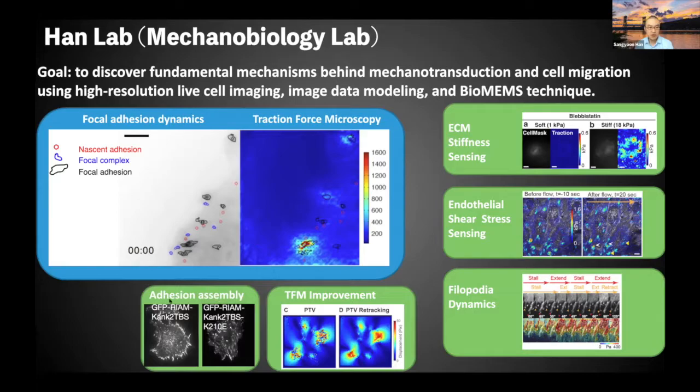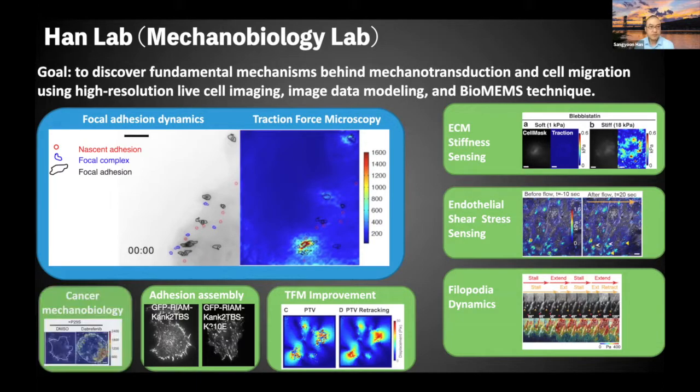And also adhesion assembly: we collaborate with biochemists and see how different molecules involved in the early adhesions relate to different assembly levels, recruitment orders and traction forces. Also, this framework is great for cancer mechanobiology because when cancer becomes malignant, it exhibits higher resistance to drugs and also higher force. This high force is involved in the resistance.